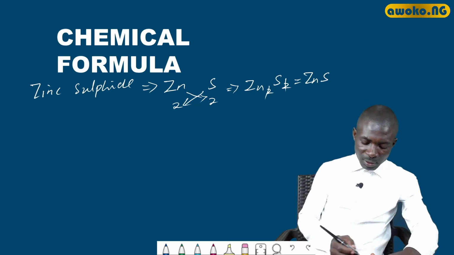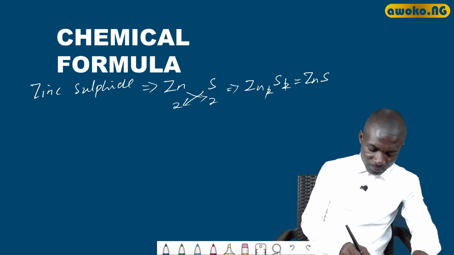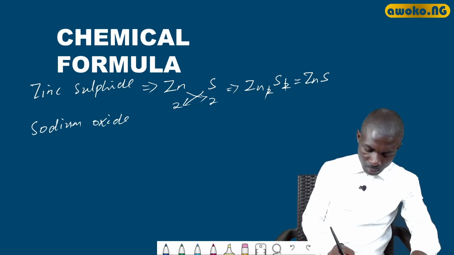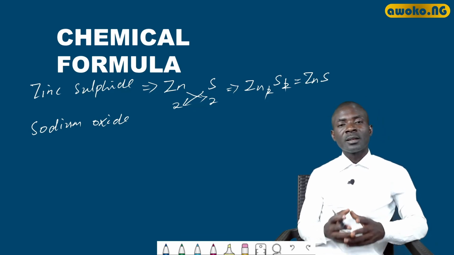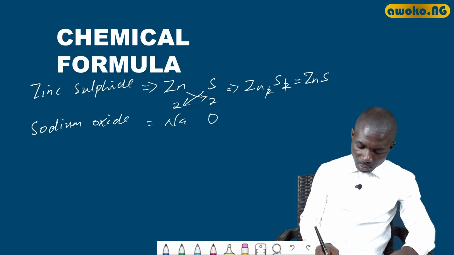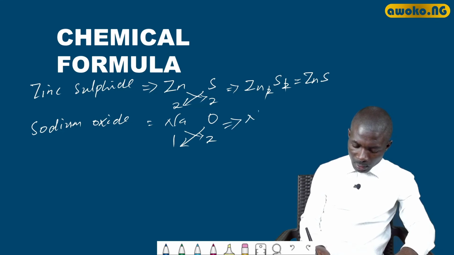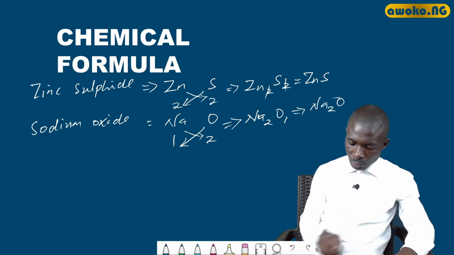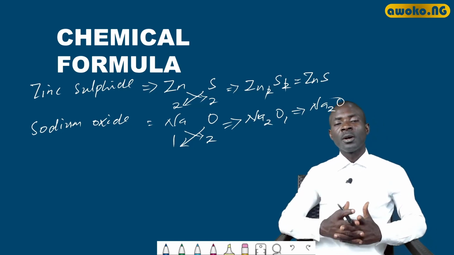We can also have a formula of sodium oxide. So when we say oxide, we are talking about the element oxygen. So sodium oxide is made up of sodium and oxygen. So here the valency of sodium is simply 1, while that of oxygen is 2. So by interchanging their valencies, we have Na2 and O1. So the correct formula of sodium oxide is Na2O.